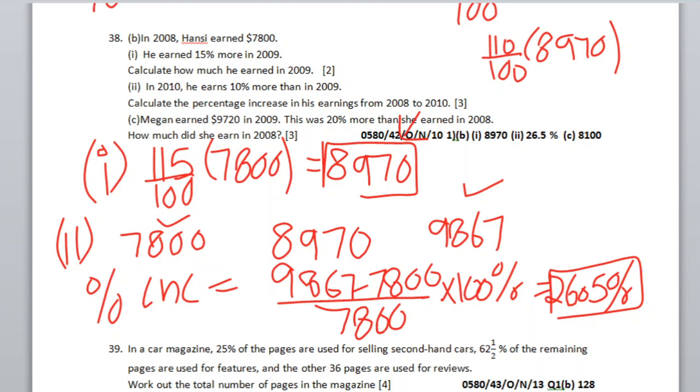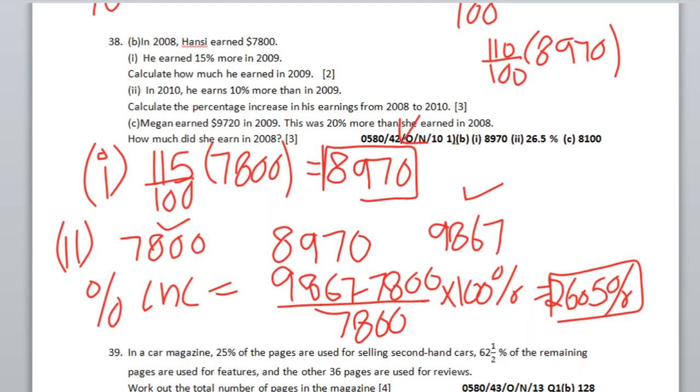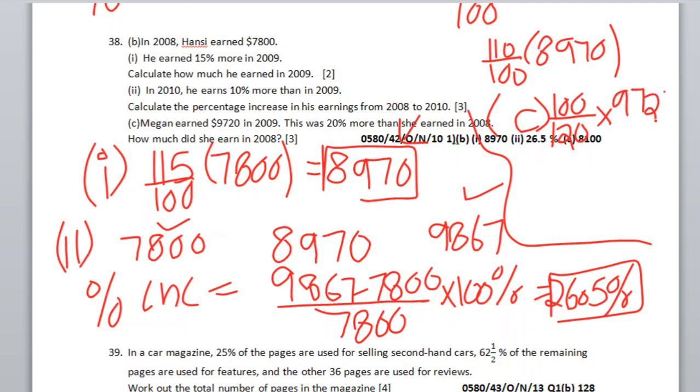Part C. Megan earned 9,720 in 2009. This was 20% more than she earned in 2008. How much did she earn in 2008? So reverse percentage: 100 over 120 times 9,720, which will give us 8,100. Answer for part C.